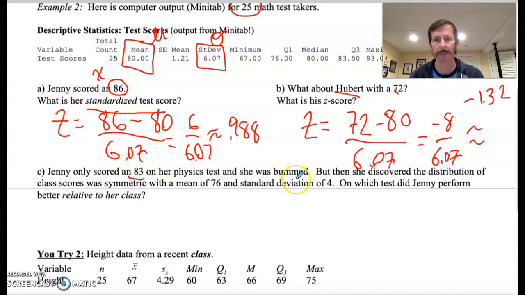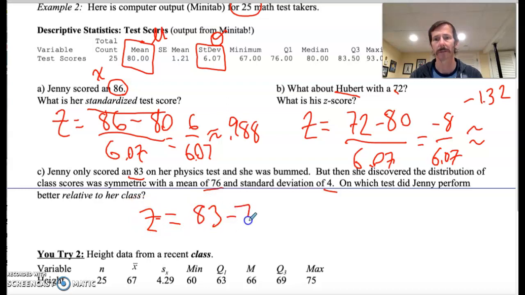She was not happy with that score. But then the teacher just told her the distribution was symmetric with a mean of 76 and a standard deviation of 4. And so this is a question that a lot of times they like to ask you, which test did she perform better relative to her class? So just if I looked at 86 and 83, I'd be like, well, she did better on this math test than she did on her physics test. But in relation to the rest of her class, I don't know. So I have to take her score and I'm going to standardize it.